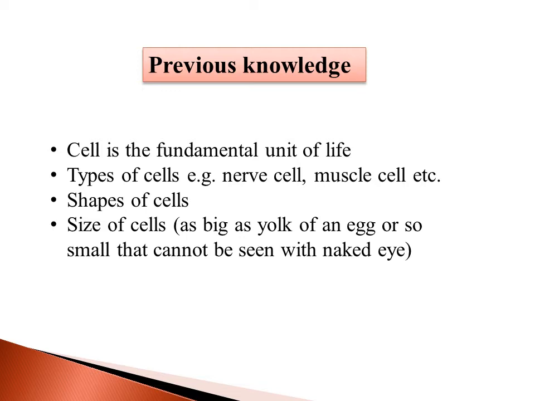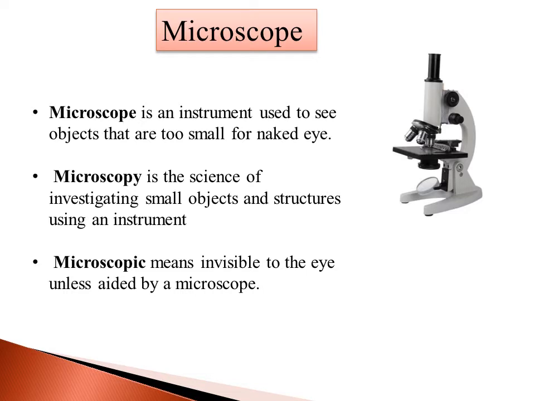They may be as big as yolk of an egg or so small that cannot be seen with the naked eye. To view small cells, we need a special instrument called microscope. Microscope is an instrument that is used to see objects that are too small for naked eye.